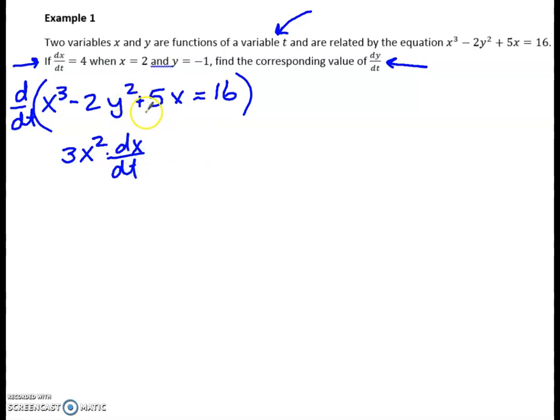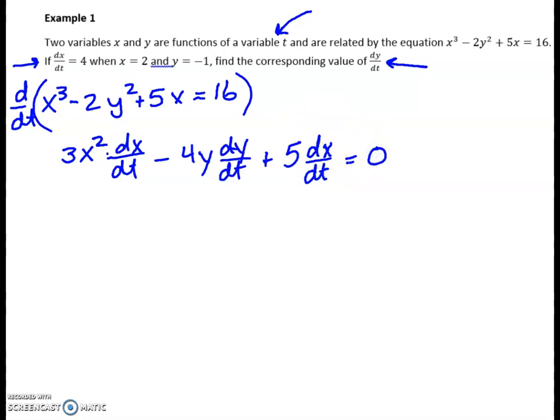Kind of like when I was doing y derivatives with respect to x. Second term, negative 4y, but again, I have to attach my dy/dt. Plus, the derivative of 5x is 5, but again, 5 times the rate of change of x with respect to t. Now, the nice one is 16, which is 0.